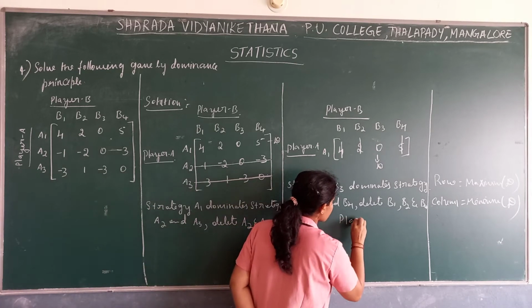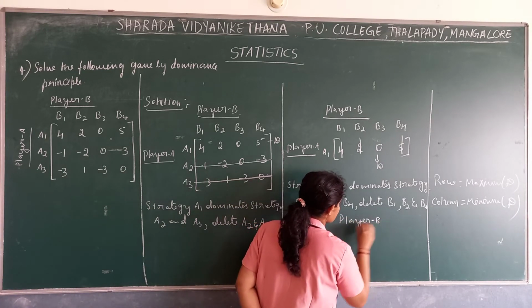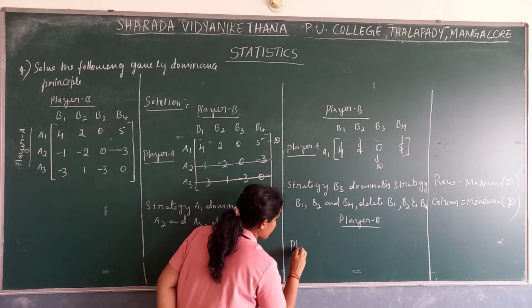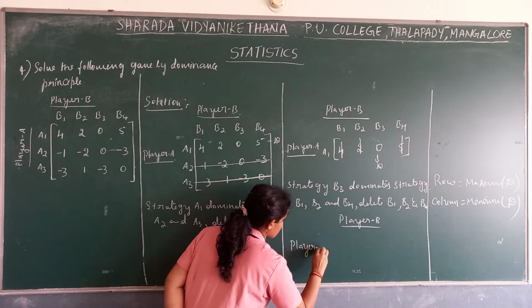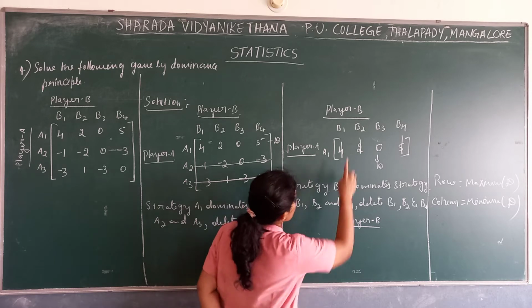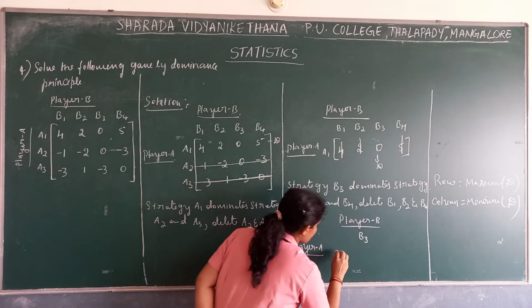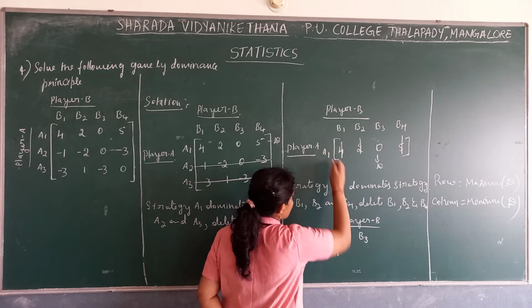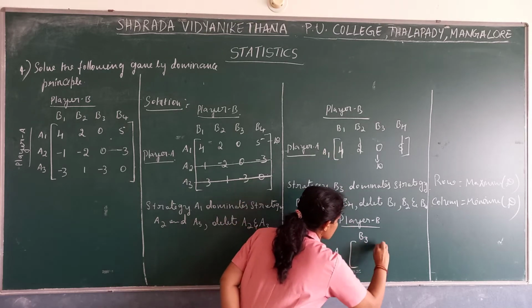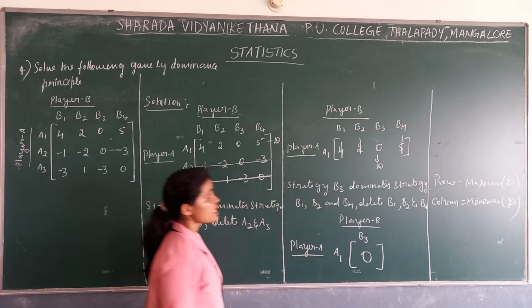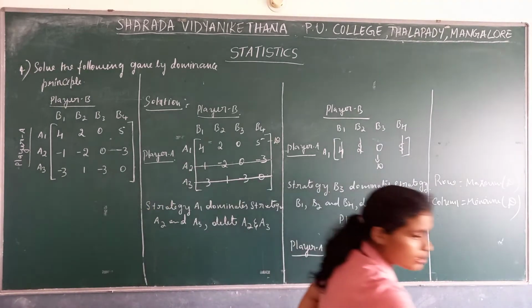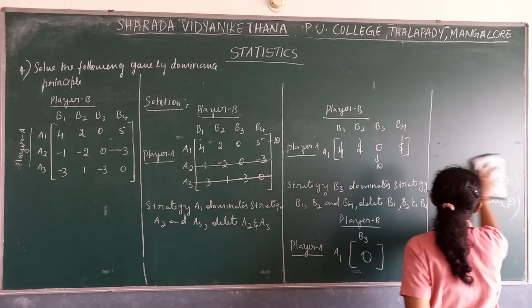Player B and here player A. What strategy will remain with player B? B3, and for player A, it is A1. What is the value which will remain? It is 0. Now here we have to write the conclusion.